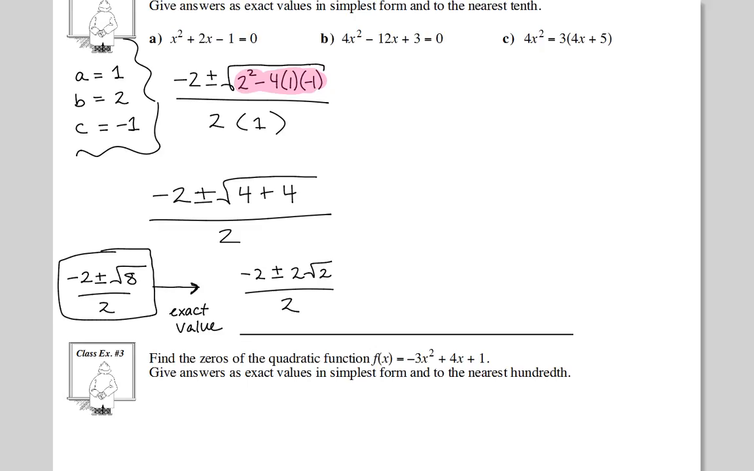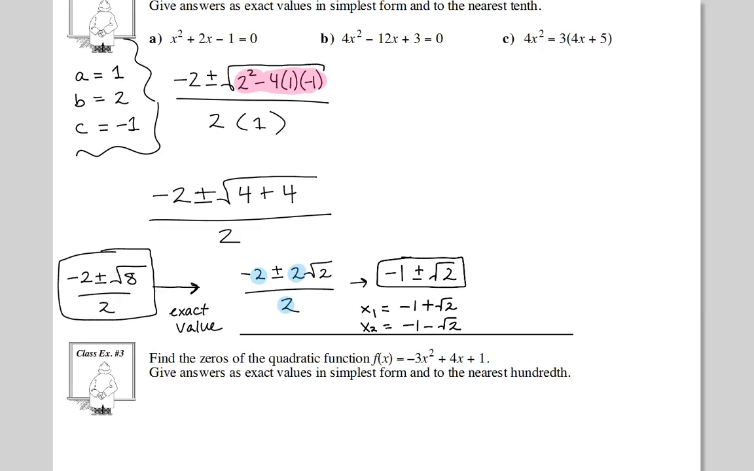Alright, now what we have to do is take all these coefficients right here, here, and here, and scale it down. It's like reducing a fraction. So 2 divided by 2 is 1. So this becomes -1 plus or minus √2 over 1. Do we need to write it over 1? So this is it. So x1 equals -1 plus √2, and x2 equals -1 minus √2.